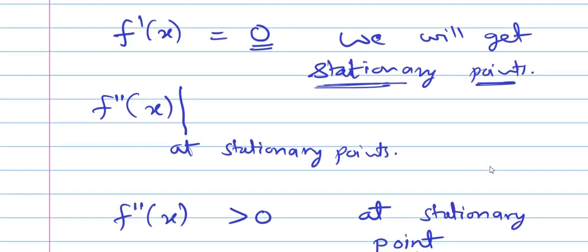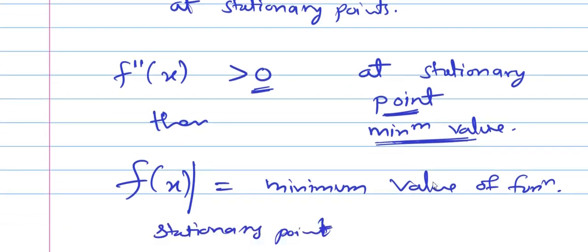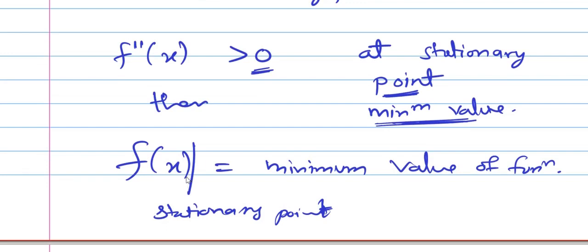Next, you have to take one more derivative and you just have to check whether it is greater than 0 or less than 0. We are not interested in the value. We are interested whether it is greater than 0 or less than 0. If that second derivative is greater than 0 at stationary point, then we will say that at this stationary point we have the minimum value. And how to calculate minimum value? You have to put the stationary point in the function. So whatever value you get is the minimum value of the function.